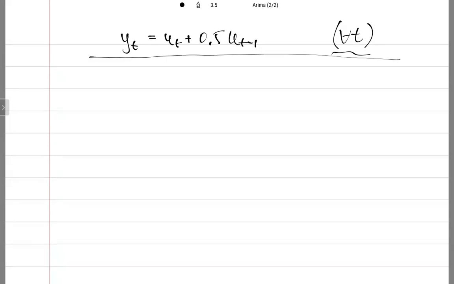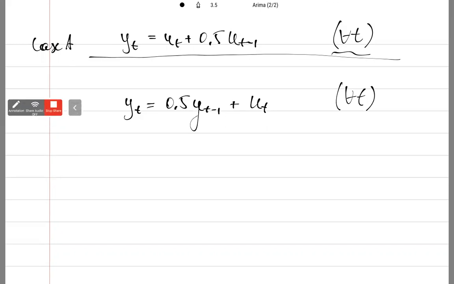And there are no ambiguity here. Yt is equal to ut plus 0.5 ut minus 1. But if I write a little bit more difficult equation, something like this, yt is equal to 0.5 yt minus 1 plus ut, and I say that for every t. So in this case, this is the case A. Let's state clearly the distinction between case A and case B.